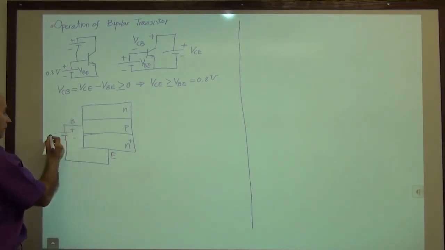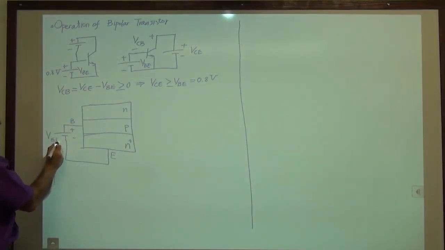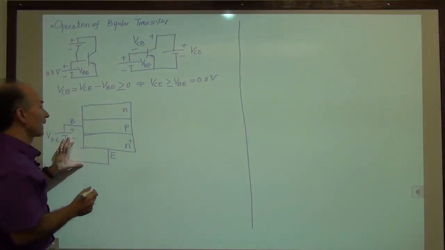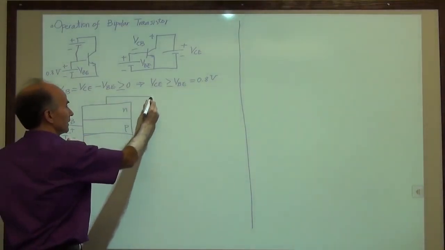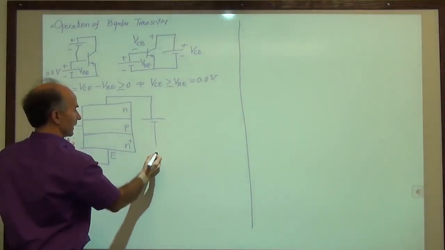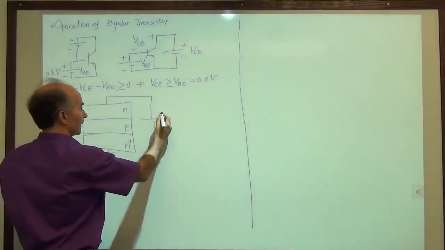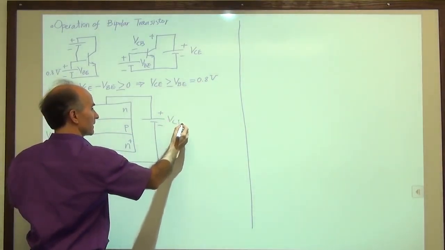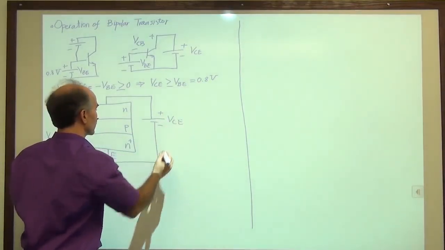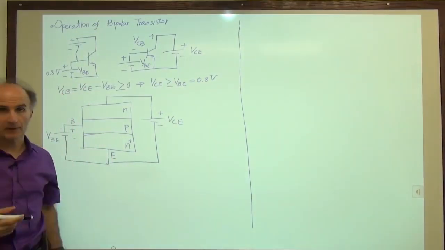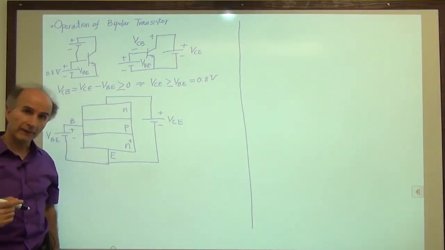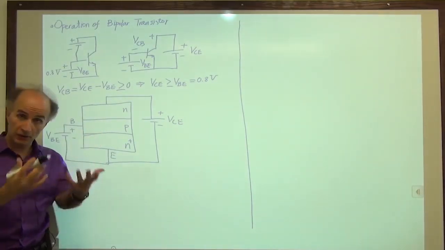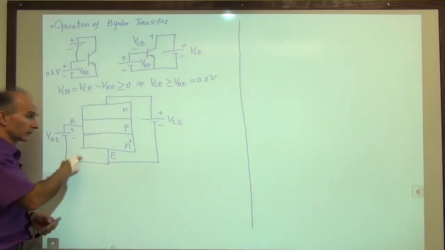So that's what we call VBE, and it's positive enough to create a forward bias. And then I have another battery connected between here and here. And this battery is also positive, more than 0.8 volts, and we call that VCE. Okay, so here's what's going on. Well, remember that the base emitter junction is forward biased. So this is forward biased. That means there's current in it, right? We have current in this loop.